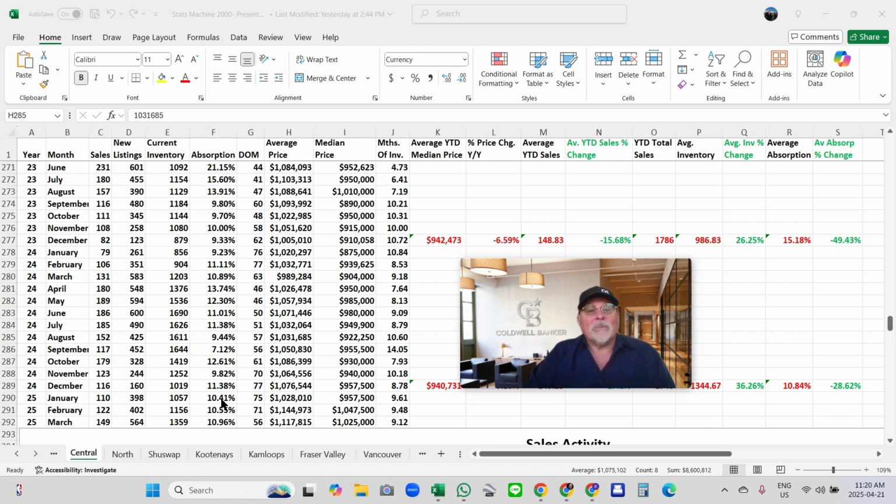Why is that in the Central Okanagan? Well, one of the main explanations is the fires, because the Central Okanagan seems to be doing slightly less than some of the other zones. However, that's kind of irrelevant for this conversation.